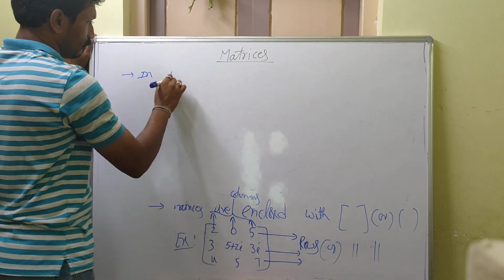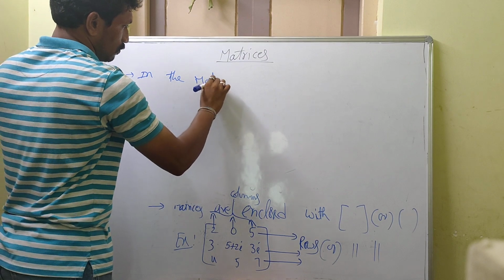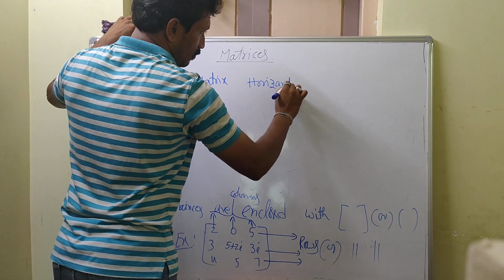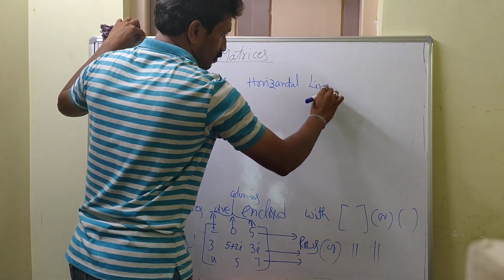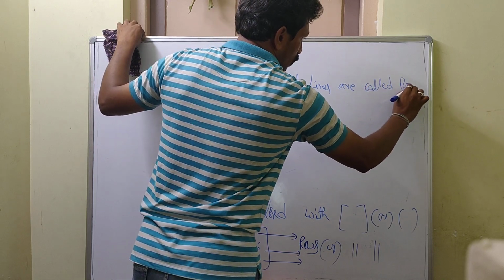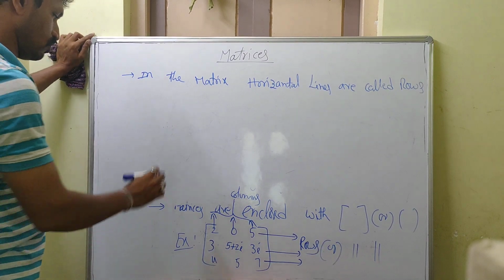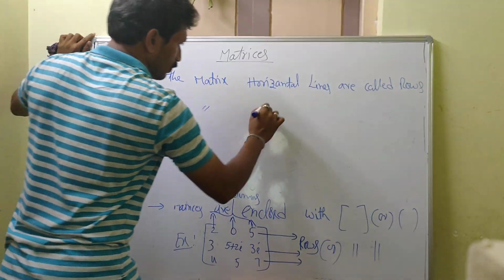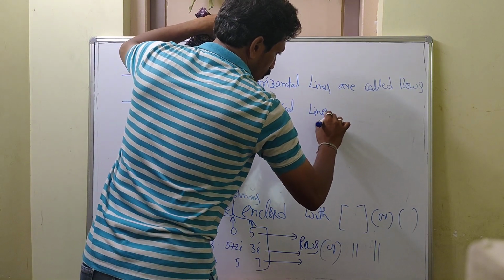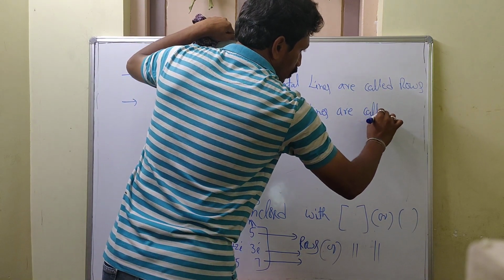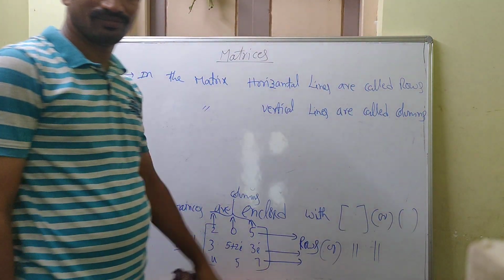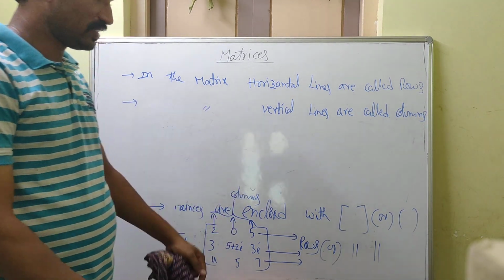In the matrix, horizontal lines are called rows. Vertical lines are called columns. So very simple.